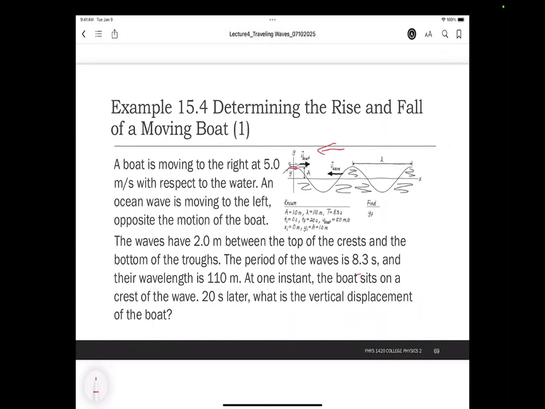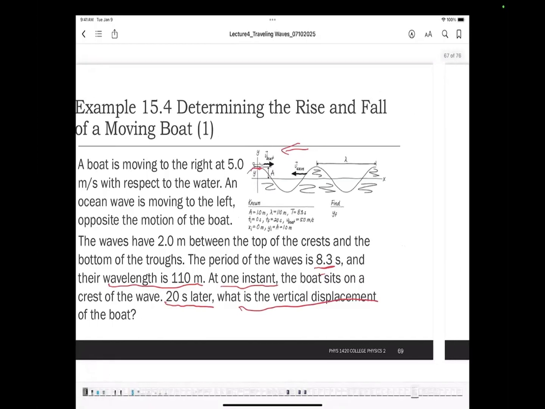The period of the waves is 8.3 seconds, and their wavelength is 110 meters. At one instant, the boat sits on a crest of the wave. 20 seconds later, what is the vertical displacement of the boat?